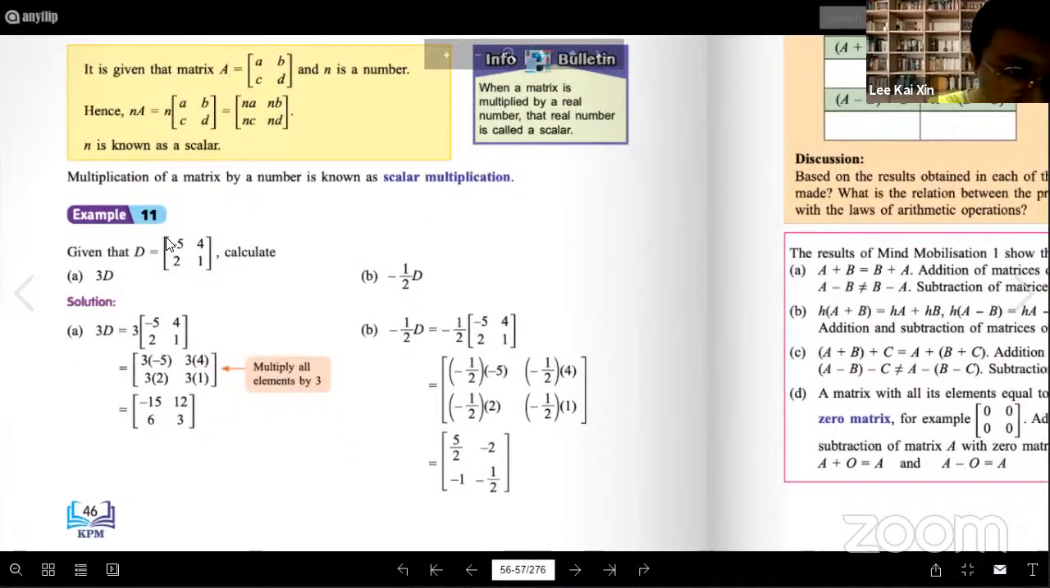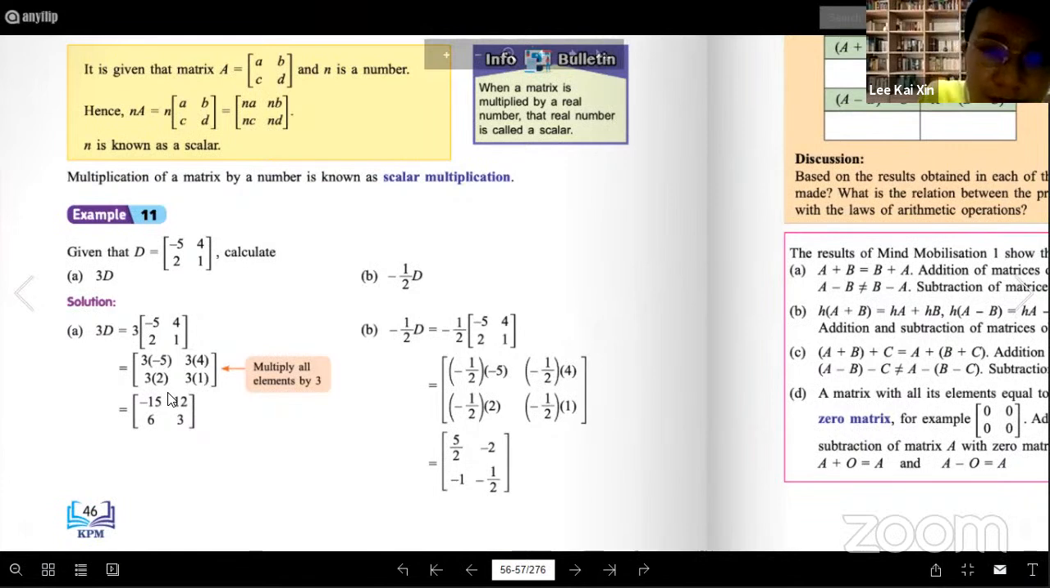D is given to you like that. So 3D, 3 times -5, you get -15. 3 times 4, you get 12. 3 times 2 is 6. 3 times 1, you get 3. So you multiply all with 3. You multiply everything inside that bracket, that matrix, with 3.